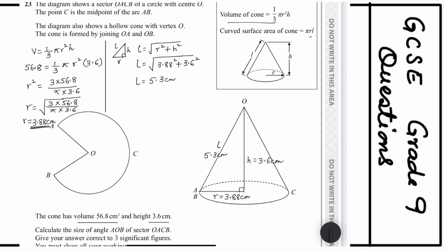Let's label that one in the cone. And now we have R and L, so we are going to find the curved surface area of the cone, which is pi RL, and substitute both the R value and then the L value. Pi times 3.88 times 5.3.